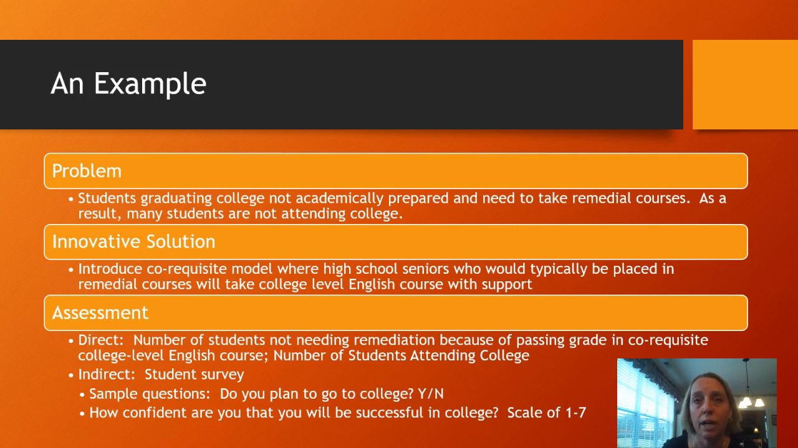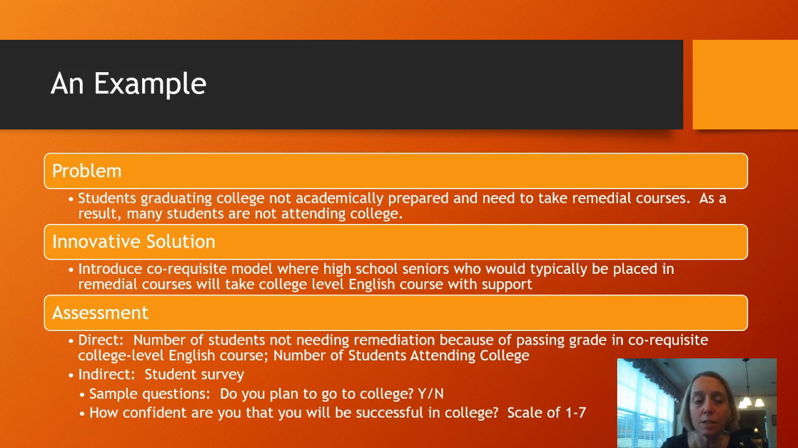So what this would allow is high school seniors who may not normally be able to take an English or math college level class, they would now be able to take that class with support. So it's not like you're just thrown into a class that you're not ready for, but you're actually wrapped in a supportive environment. In many cases, that's a support class. So that's the innovative solution.